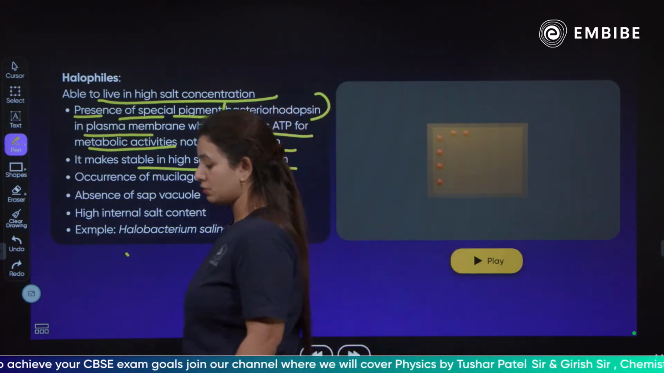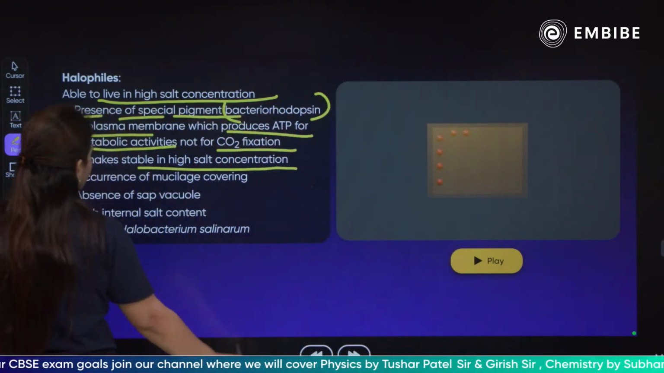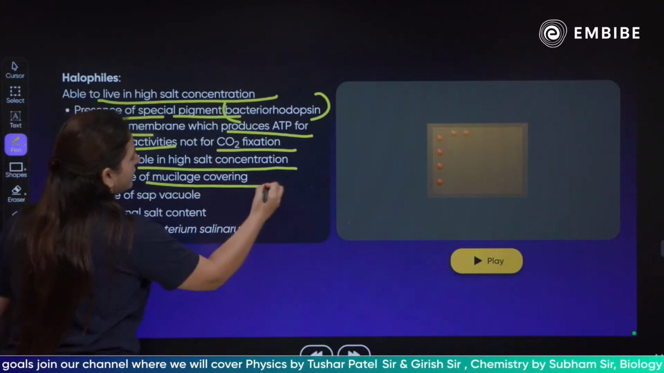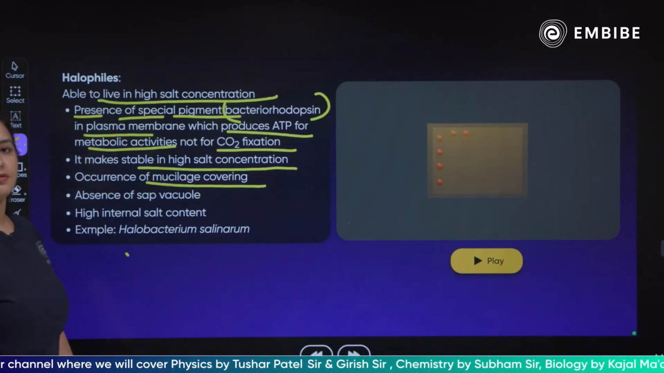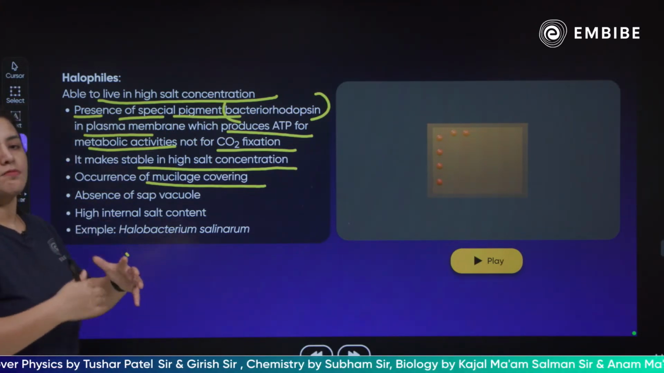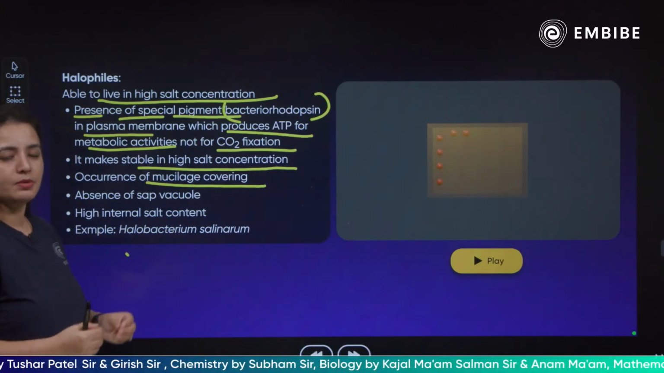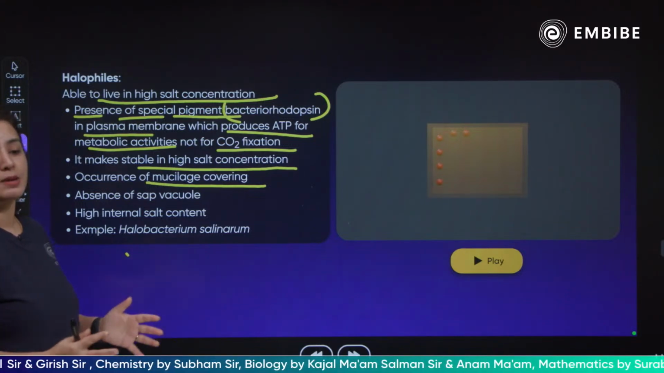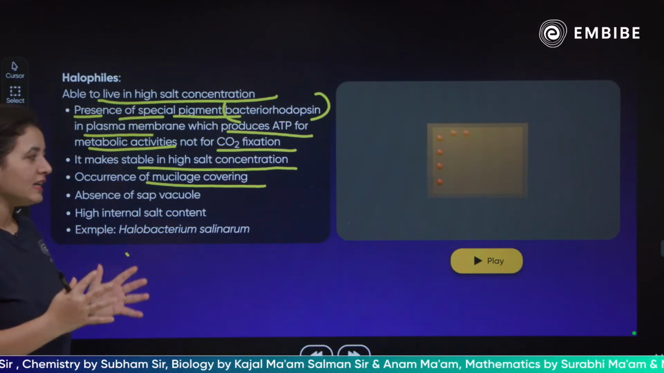Next, how are they able to survive? Because they have a mucilaginous covering around their body, which also helps them survive in these extreme saline conditions.